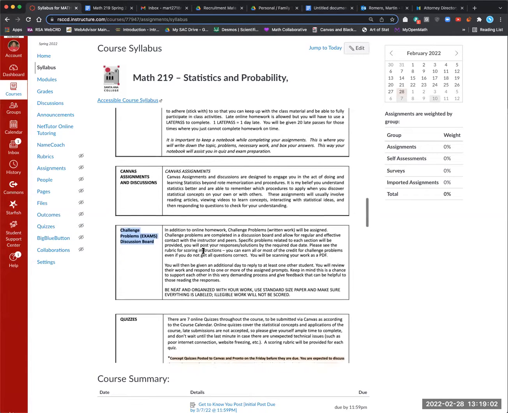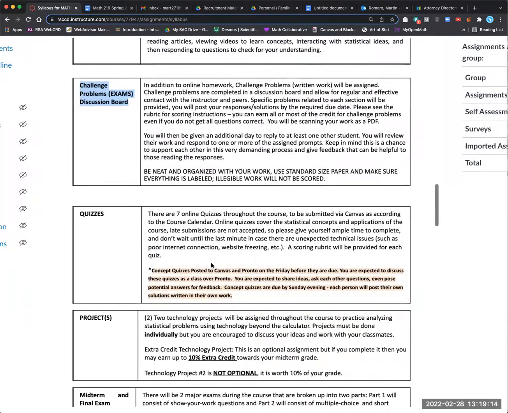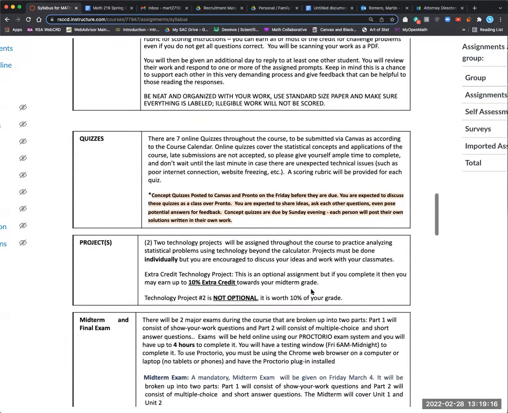So you will take a look at that when that gets closer to due. There's 7 quizzes throughout the course. And so you will look at, there's 2 types, concept quizzes and application quizzes, and you'll see those on the calendar. There are 2 projects.